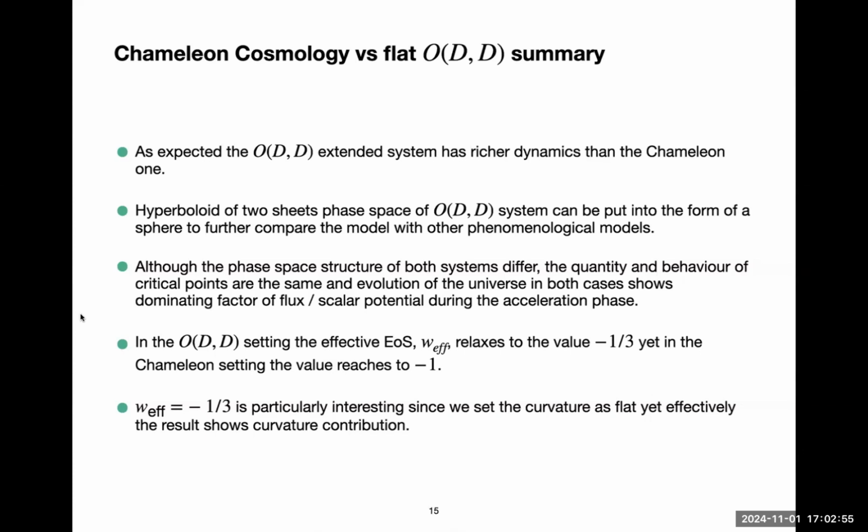So ODD cosmology is written in the string frame, the Jordan frame, while chameleon is written in the Einstein frame. I mean, this frame difference, does it matter in your conclusion, or does it?